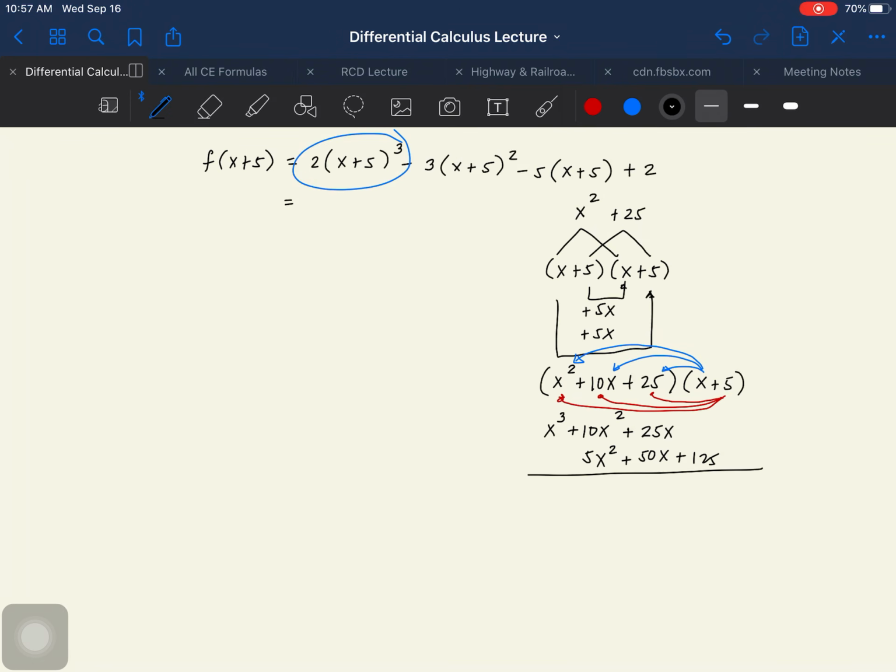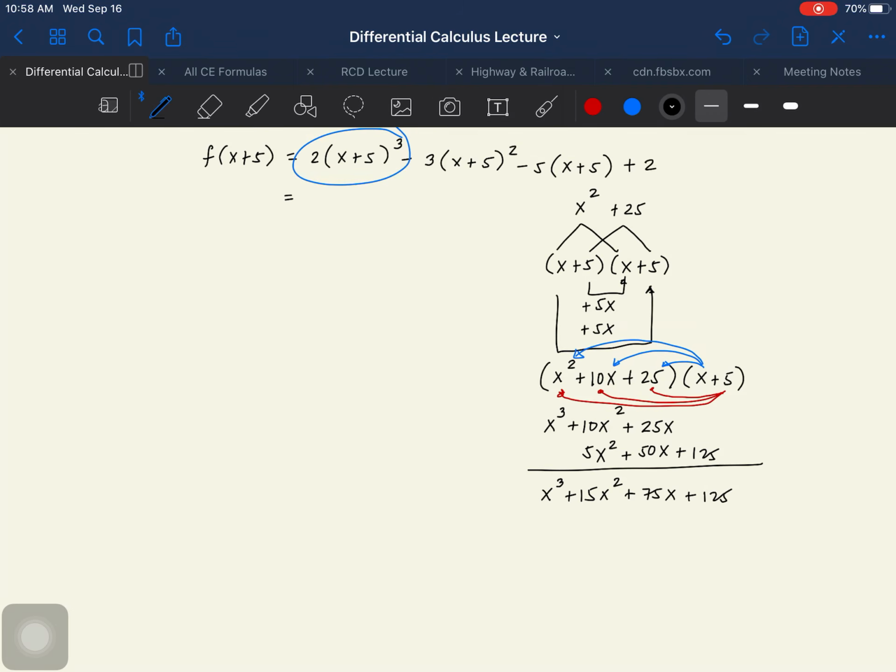Okay, so let's do some addition because they're all positive here. X cubed, this is positive 10, positive 5, that is 15x squared. Then we have there positive 25 and positive 50, that is 75x, and then we have 125. That is the answer for the expanded x plus 5 raised to 3.